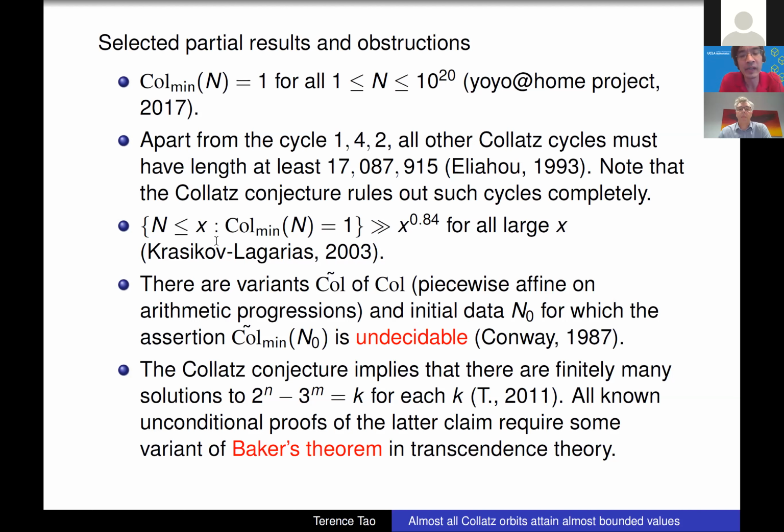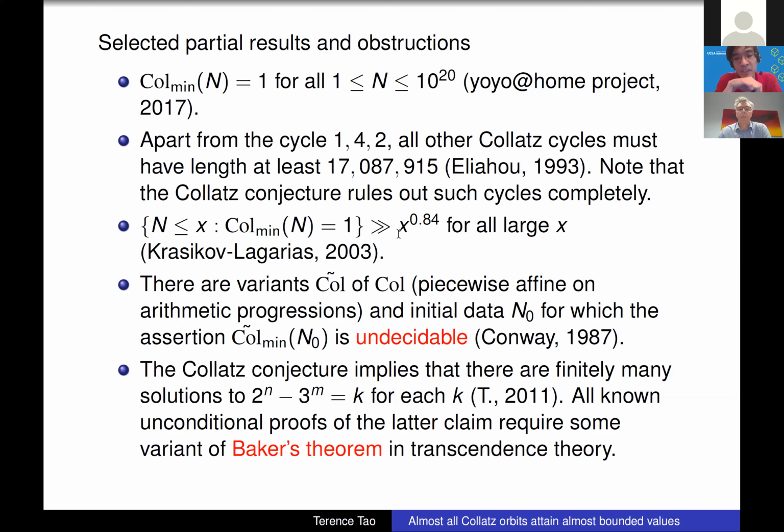We can't prove that, but what we do know is that the number of inputs n up to a given threshold x which solve this conjecture does grow at least polynomially. It's bigger than some constant times x to the 0.84. So a reasonably large set of numbers solve the conjecture. Although it could still be better than this. It would be great if we could show, for example, that a positive fraction of integers solve this conjecture. We don't know that yet.